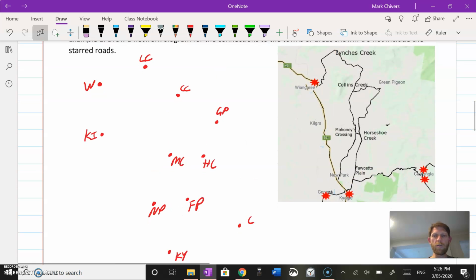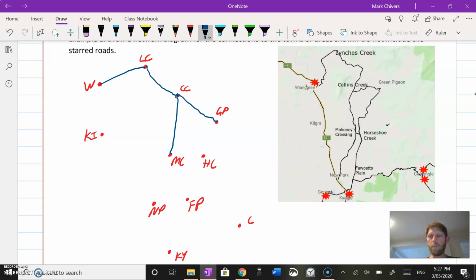And so we just start drawing these connections. So from Wyangri I can go to Lynch's Creek. I might use a different colour for my connections, so I can go like that. And then I can go from there to Collins Creek. From Collins Creek I can go out to Green Pigeon, but I can also go down to Mahoney's Crossing.